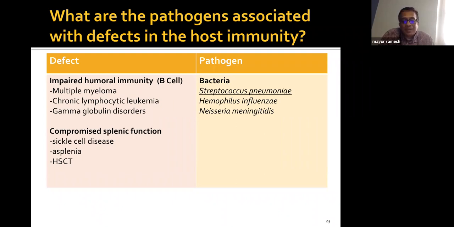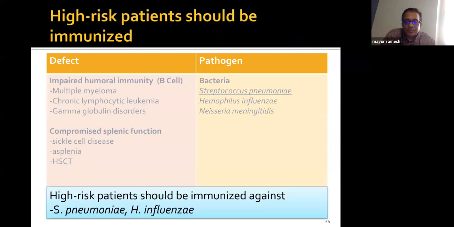When you have compromised splenic function, such as sickle cell disease, asplenia, or occasionally in people with hematopoietic stem cell transplant, you may also want to consider these as risk factors for developing encapsulated organism infections. So for high-risk patients, ideally, the answer would be to immunize them before you get that immune deficit, before transplant. If you can immunize them for pneumococcal infections or Haemophilus influenzae, that'll be more ideal.